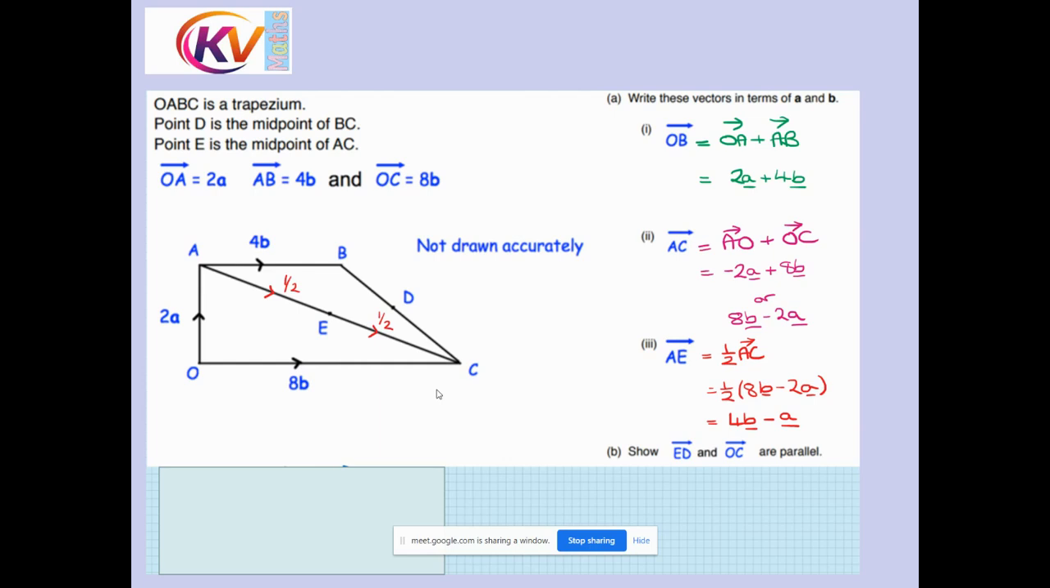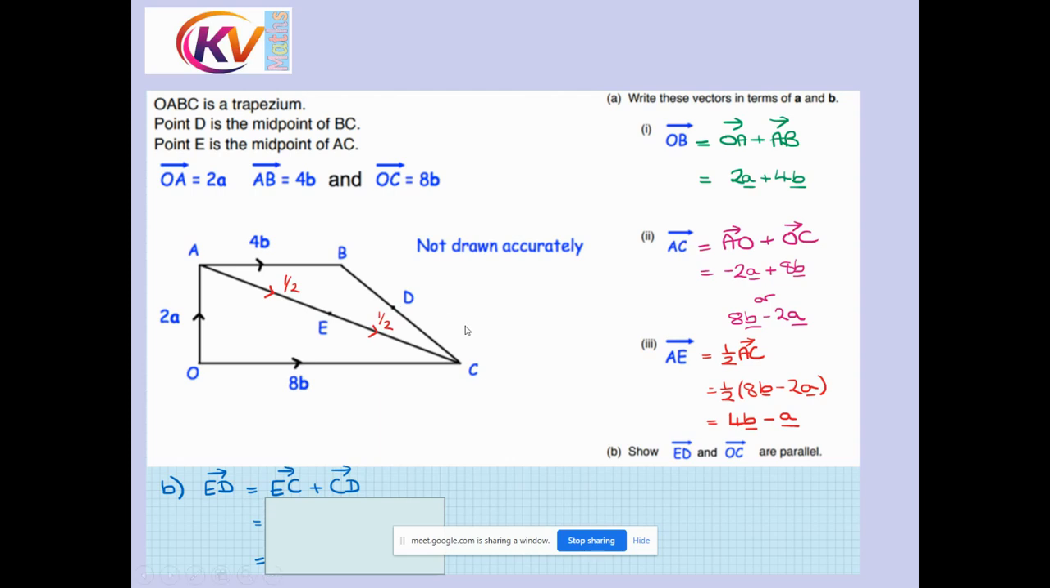So the best route, I think, on this one to work out ED is to go from E to C, and then from C to D. As I said in some of the previous questions, there are multiple ways, so we could go up, along, and down. But if you think about it, that's 1, 2, 3 parts of a journey. If I go E to C and C to D, I've only got to work out two, so it's just making my life a little bit easier.